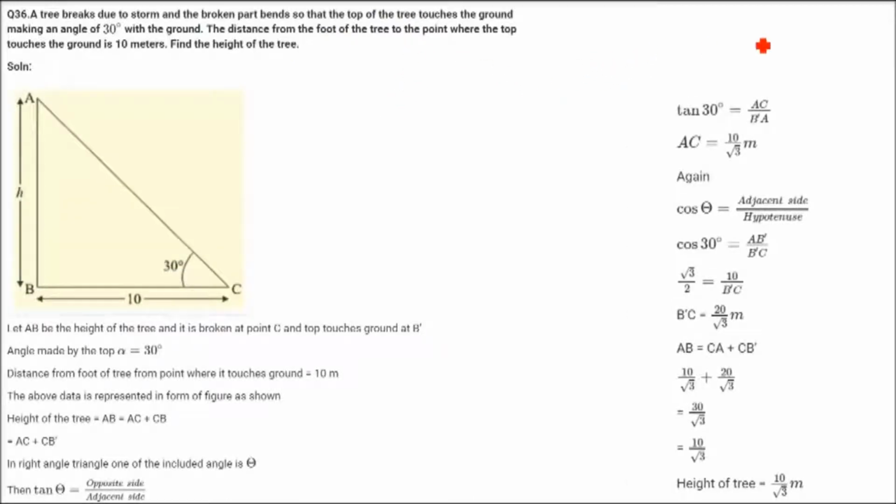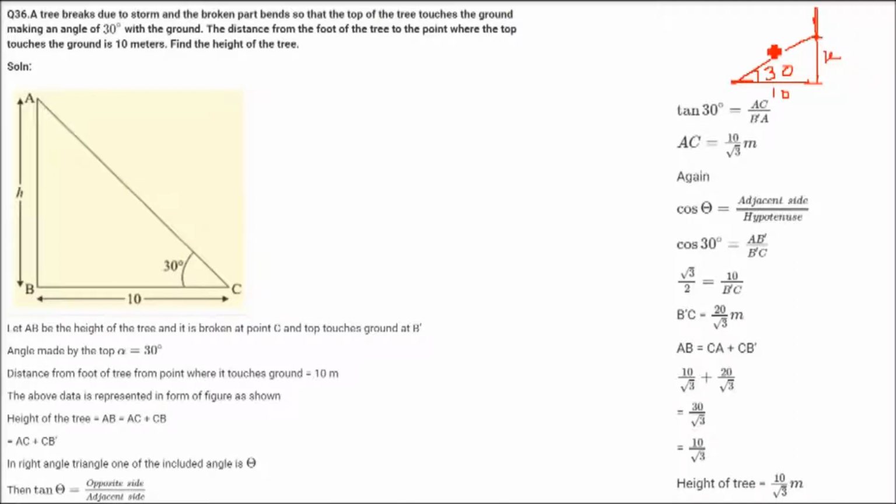So the scenario here is, there is a tree. Now the tree broke down, or it is broken from somewhere here, and now the tree is like this. So this part fell down like this. This is angle 30 degree, and we have to find the height of the tree, because the distance from this point to this point where the top of the tree touches the ground is 10.